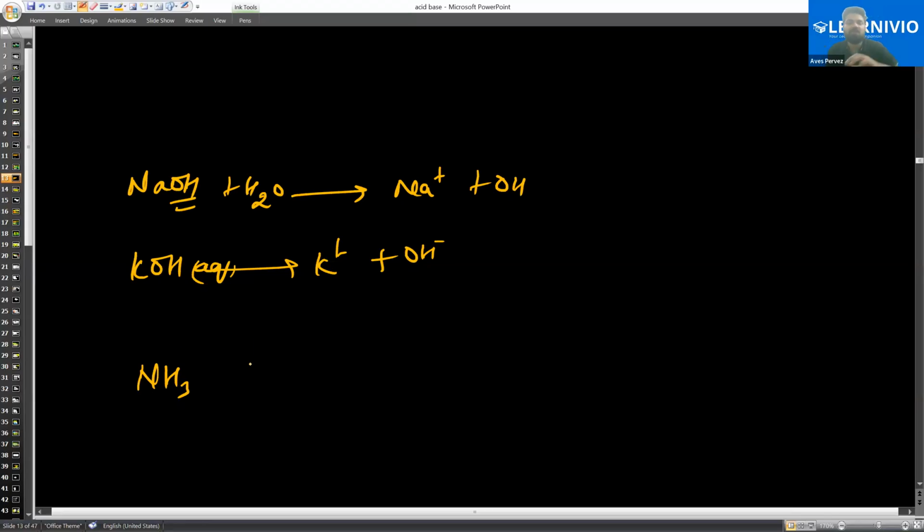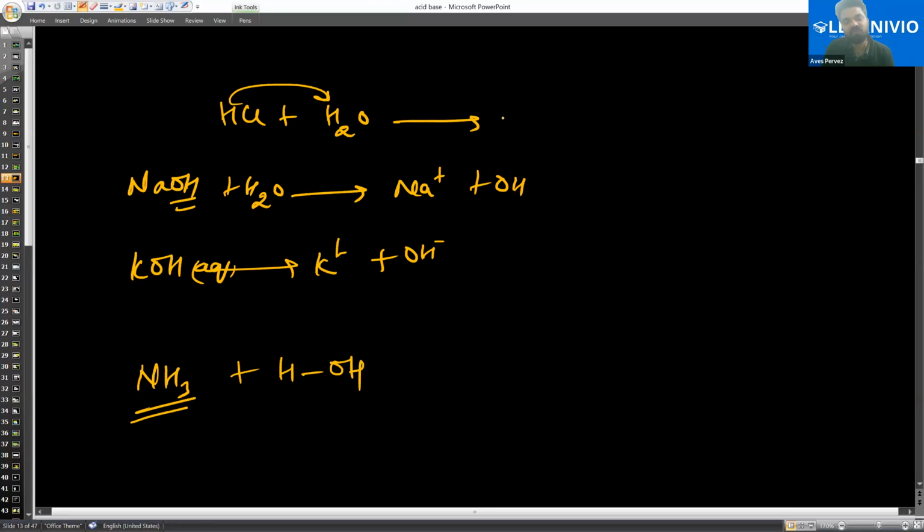Means if you have red litmus paper, it will change it to blue, which a base does. So ammonia doesn't have any OH negative ion. Why is it behaving like a base? The reason is that when it is added to water, like other acids, like HCl when added to water, the acid gives H plus ion to water and forms H3O positive ion and Cl minus ion.